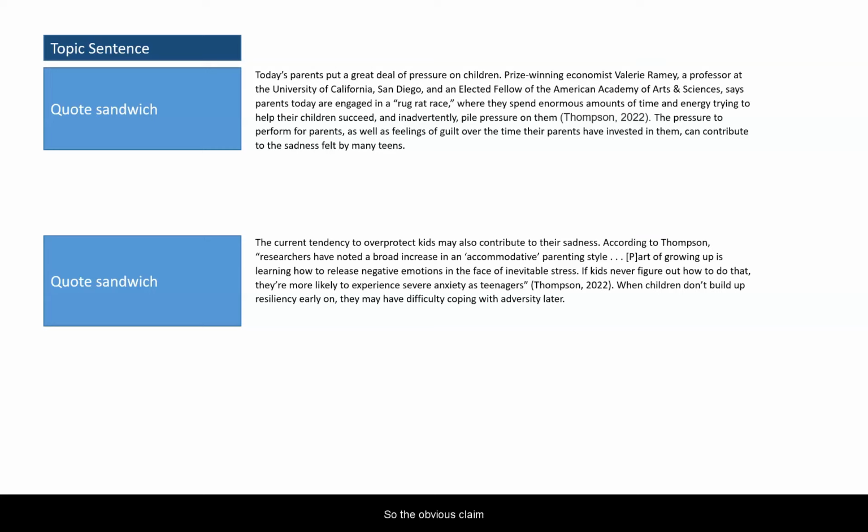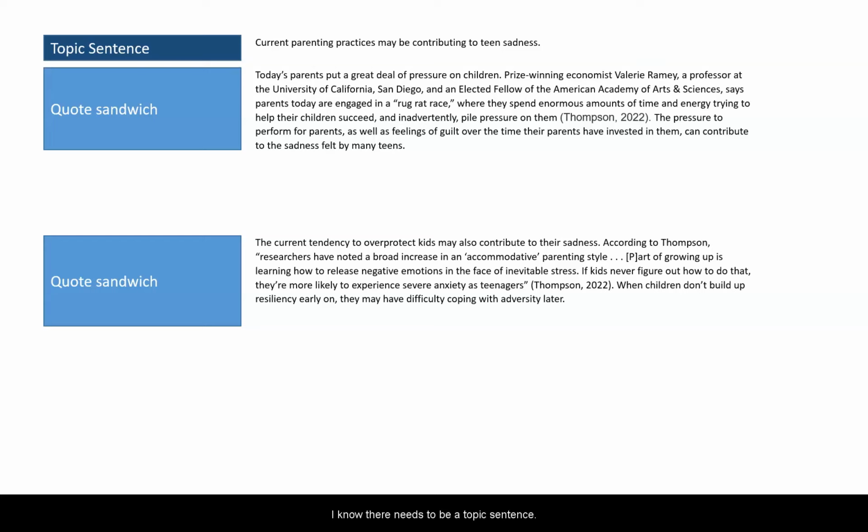So, the obvious claim here is that there's something about the current parenting style that's contributing to this experience of sadness among teenagers. So I just write a little draft sentence to get me started. Current parenting practices may be contributing to teen sadness. Now, remember, I'm constructing a paragraph here, so I don't have to write everything in order, and that is not how I'm approaching it. I'm adding the elements that I know need to be there as I go.